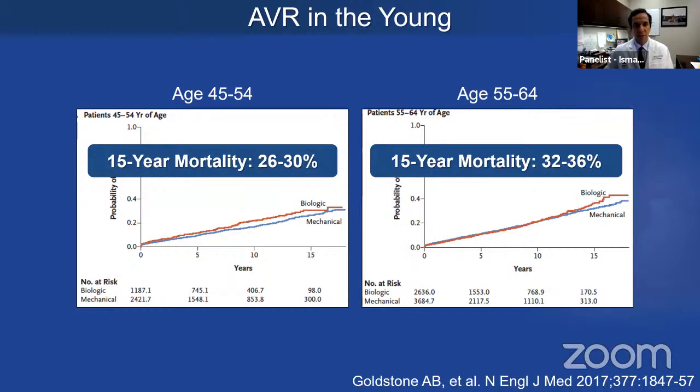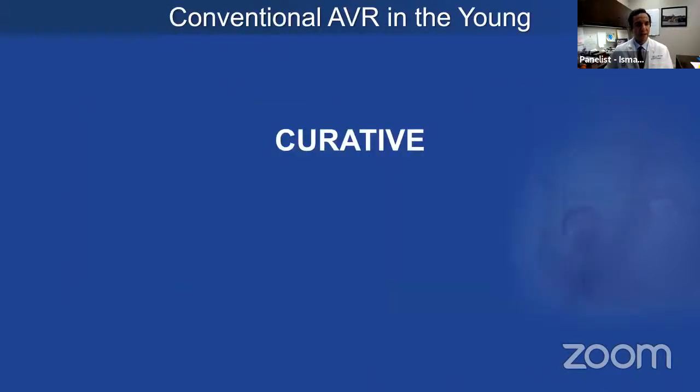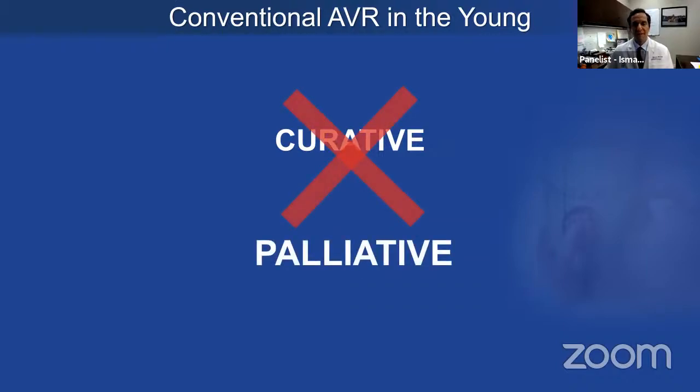We wouldn't expect a third of patients age 60 to be dead 15 years after surgery. So I think the message from all these studies, and there are many more in the literature, all of them being published over the last 10 to 15 years, is that conventional aortic valve replacement in young adults is far from being a curative approach.